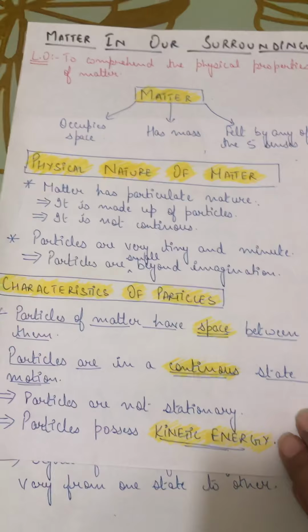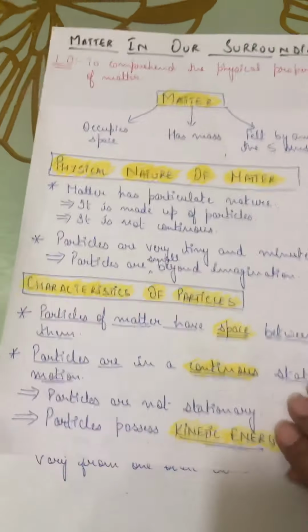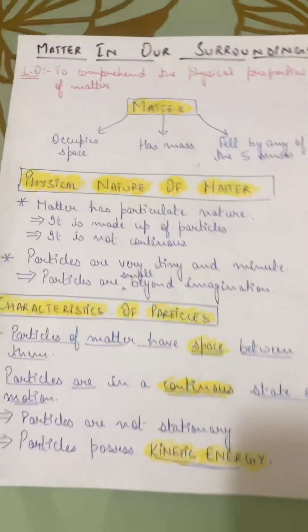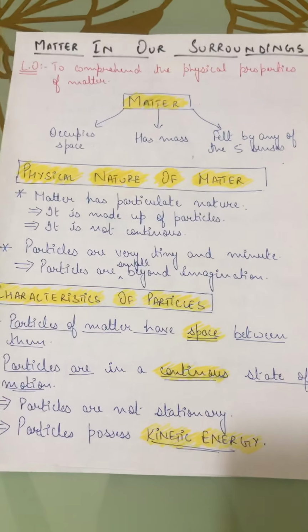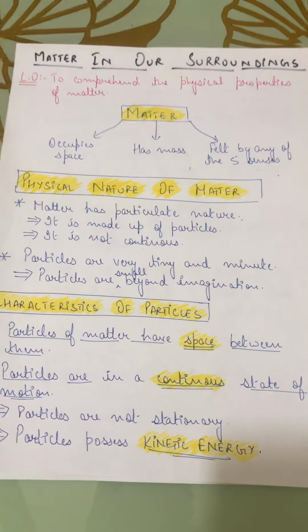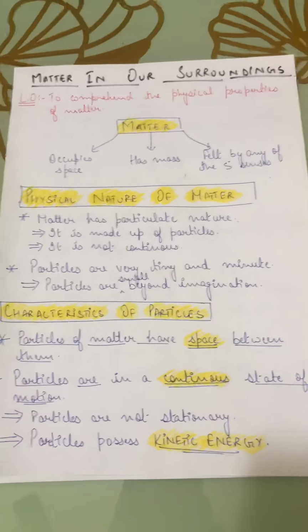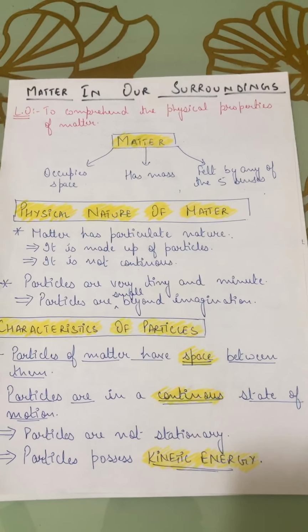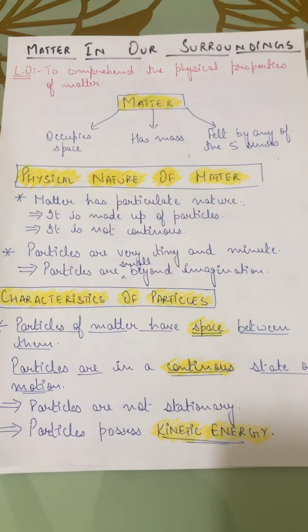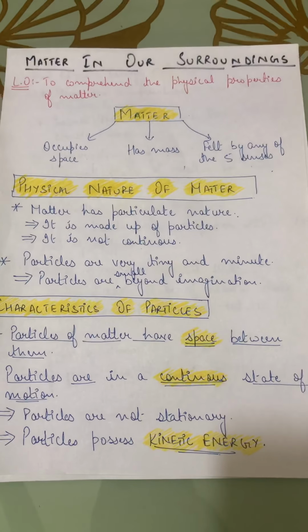Okay, the next thing we are going to jump on to is the characteristics of the particles. Till now we have studied that matter is made up of particles. Matter is not continuous. It is made up of very tiny particles. Now, what are the characteristics of these particles? How do these particles behave? The particles have space in between them.